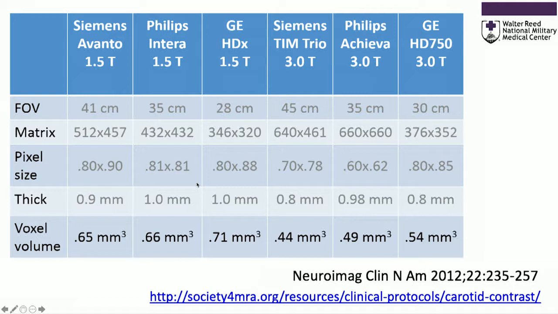What I'd like to do is to draw your attention to our society's webpage. You go on our clinical protocol section under resources, and this represents a joint article that I wrote a few years ago in Neuroimaging Clinics, which Elsevier has kindly allowed us to reproduce on our webpage. And it has recommendations for 3 of the manufacturers for contrast-enhanced MRA at 1.5 and 3T.